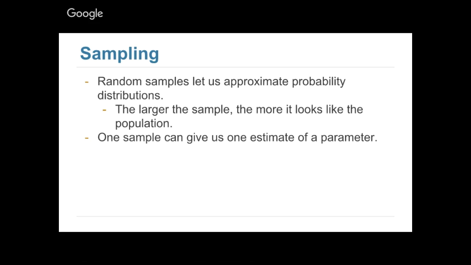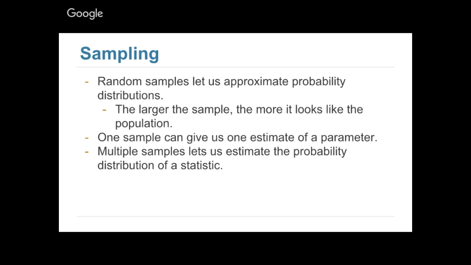When we have one sample, we can take that and get one estimate of a parameter. For example, with the enemy planes, when we were trying to find how many planes the Germans had, if we took one sample of, say, 20 planes, and took the max of the serial numbers for those 20 planes, that gives us one estimate of how many planes there are overall. If we want to find the distribution of that statistic, we need multiple samples. If we have multiple samples of 20 planes, we can compute multiple estimates for that maximum serial number and get a distribution.